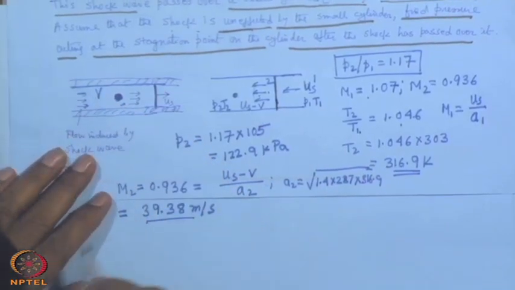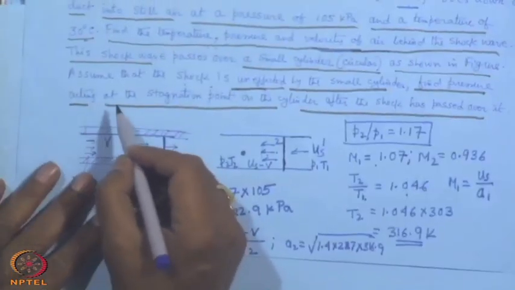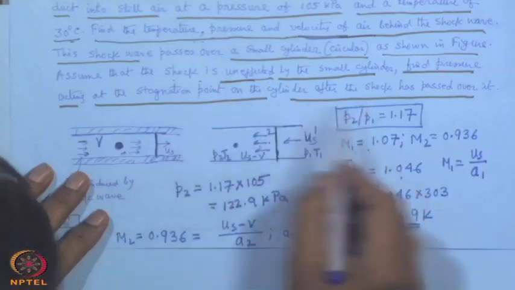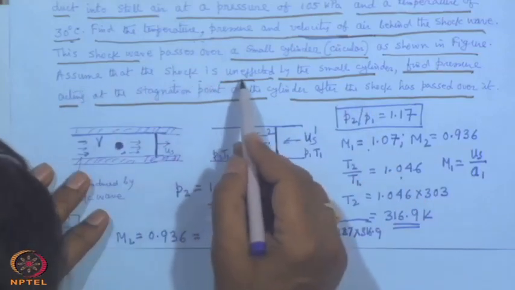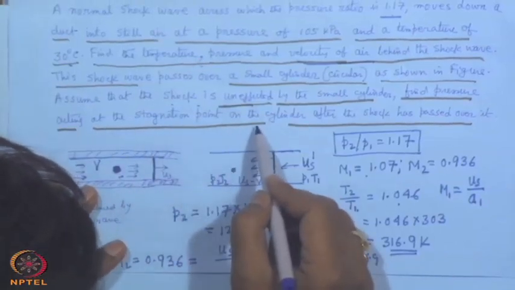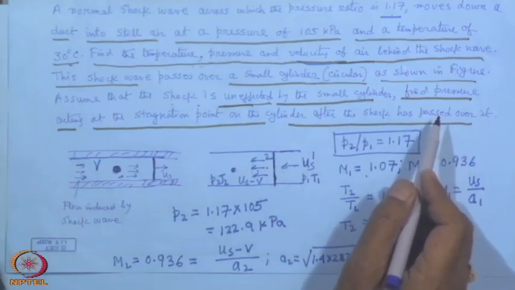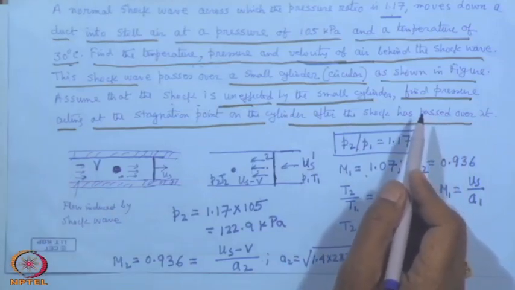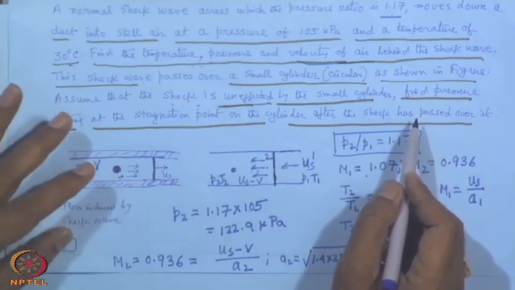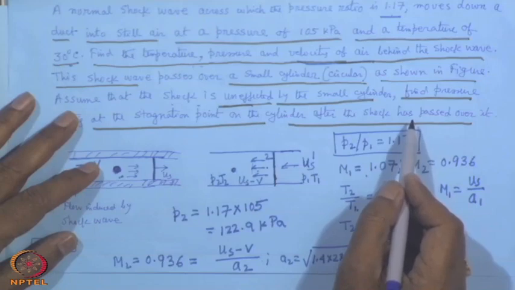That means now it is a problem where a circular cylinder is exposed to the flow. Another thing is told, the stagnation point. Assuming that the shock is unaffected by the small cylinder, find the pressure acting on the stagnation point on the cylinder after the shock has passed over it, and consider this flow to be isentropic.